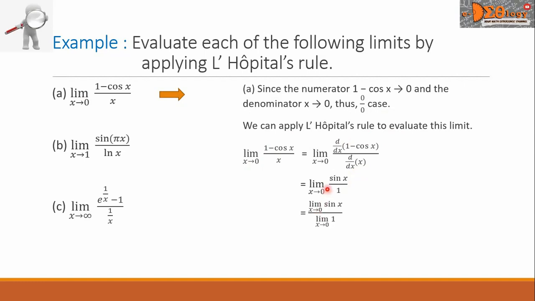Now let us take the limit of the numerator over the limit of the denominator. The limit of sine x as x approaches 0 becomes 0. The limit of the constant 1 as x approaches 0 is 1. 0 over 1 is simply 0. This is our answer, so we copy this answer opposite problem A. Here we go.